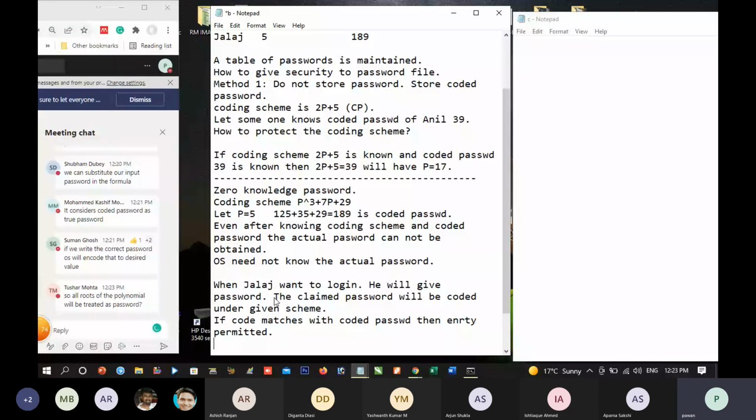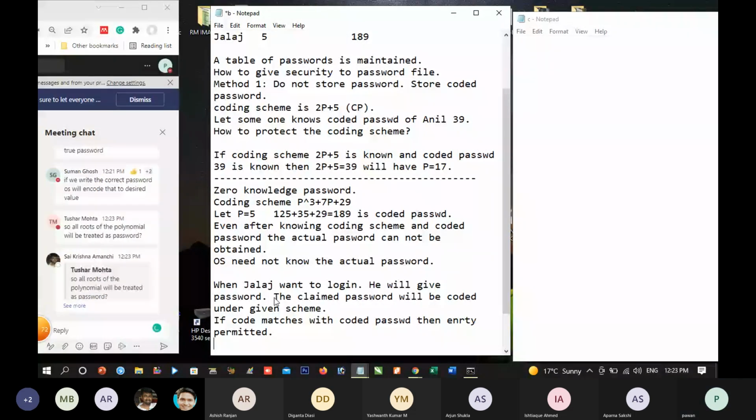And if the code is stored, I am coming to it, Sir. Sri Krishna, I am coming to it. Is it correct? Tushar and Sri Krishna, I am coming to it.